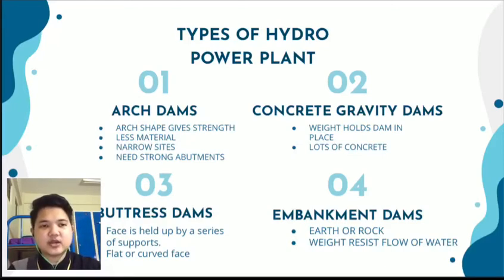The second is the concrete gravity dam. This dam holds itself in place, and a lot of concrete is used to build these gravity dams. The third is the buttress dam. This buttress dam face is held up by a series of supports, and the face is either flat or curved. And lastly, embankment dams. This embankment dam is built to resist the flow of water, using earth or rock.